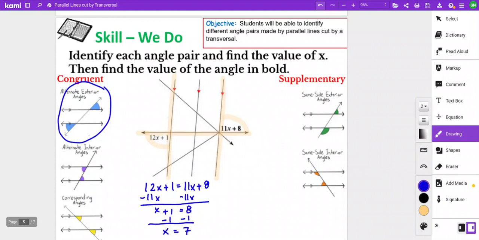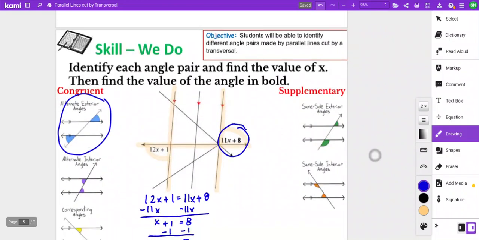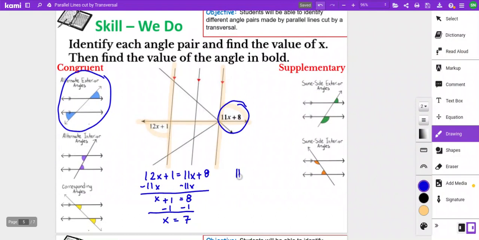Like I said, we are not done yet. We're going to plug it in into the angle in bold, which is the one I circled in blue. We have 11 times, instead of the x, we're going to put 7, plus 8. 11 times 7 is 77, plus 8. This gives us 85 degrees. So this angle would be 85 degrees.